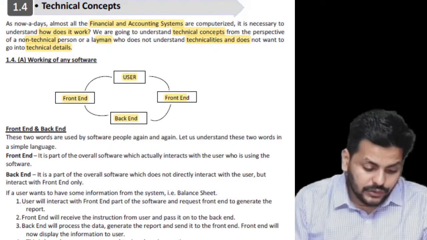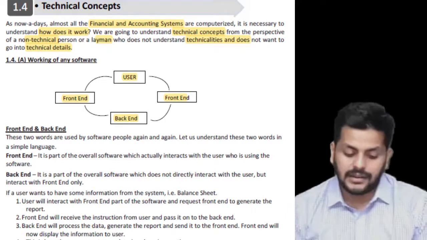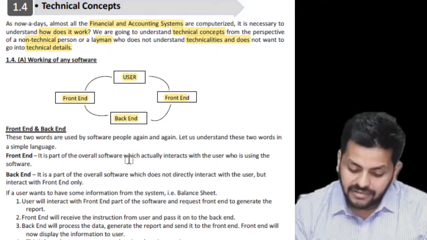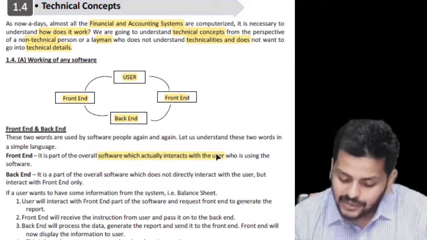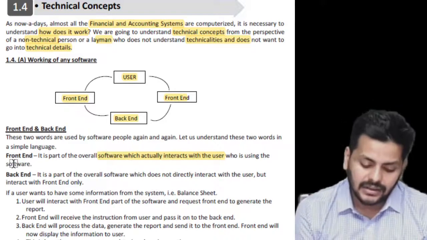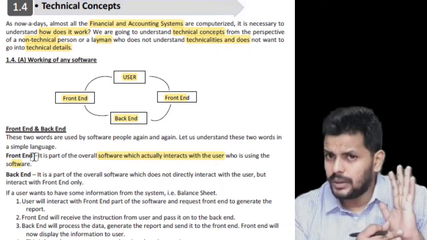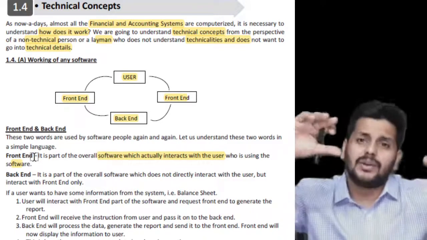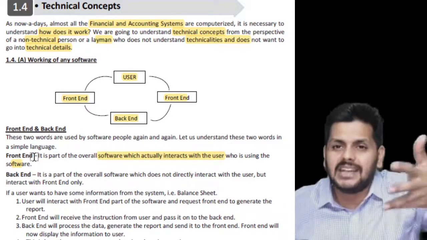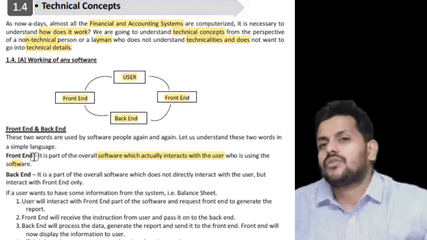The two words that software people use again and again, let us understand this in simple language. Front end. It is that part of the software which actually interacts with the user who is using the software. So how will they interact? Obviously through, various modes are there. Some people have menu. Some people have, what do you say, dashboard. Nowadays fancy names are given for that. The way you interact with that particular software is called the front end.